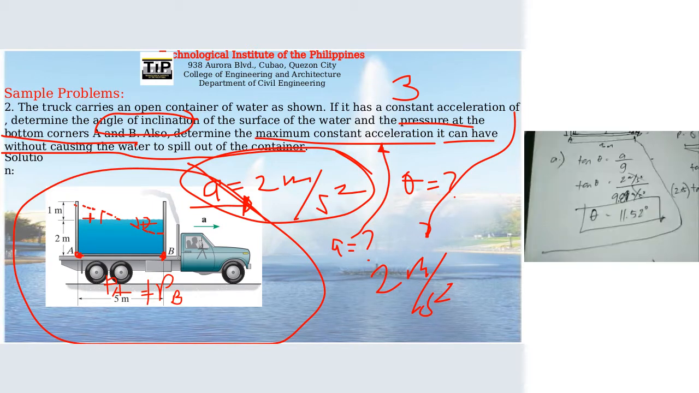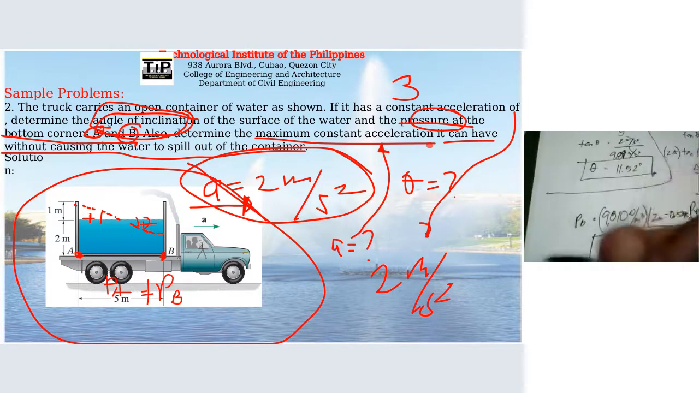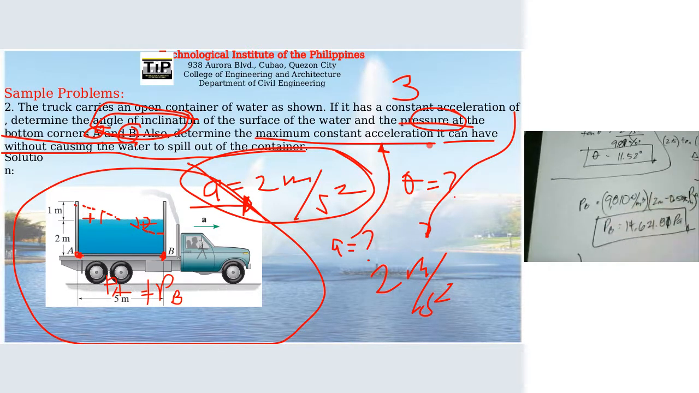So, nasagutan na natin yung unang tatlong required ni problem. Angle of inclination, pressure at A and B. Now we have to determine the maximum constant acceleration the vessel can have without causing the water to spill out.